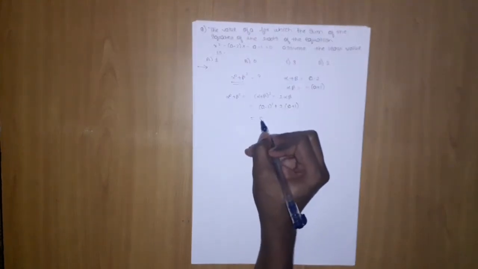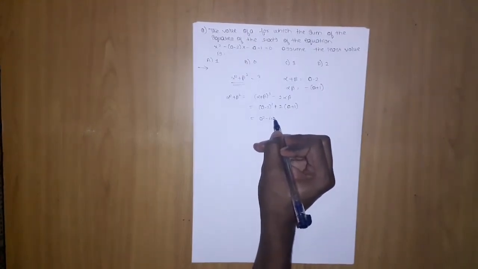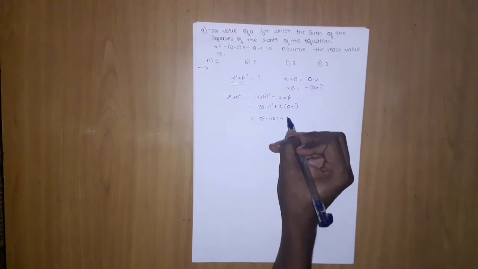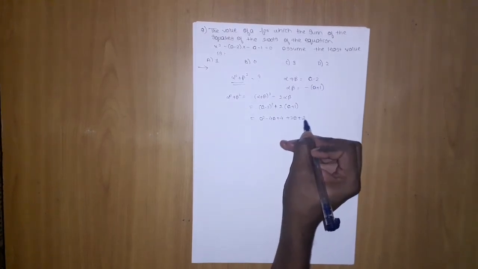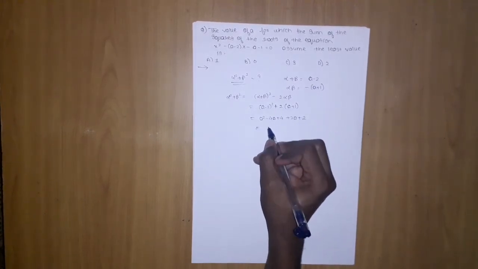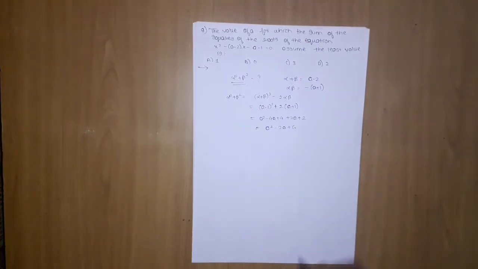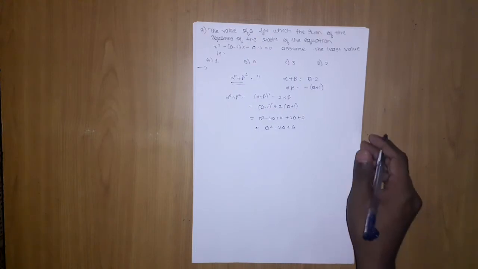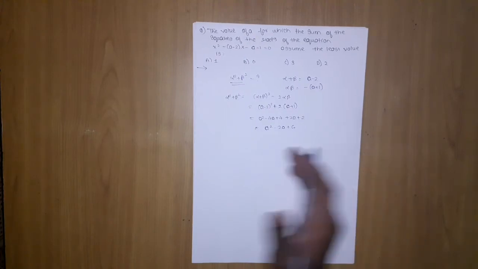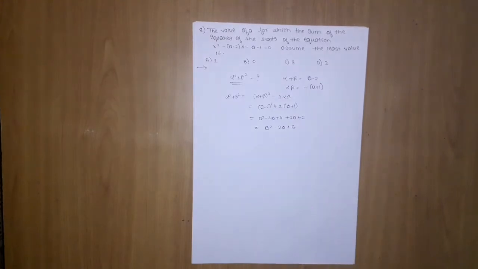So we are done with this. A square minus 4a plus 4 plus 2a plus 2. Okay, so let's move on further. A square minus 2a plus 6. Okay, now what we see here, it is 6.